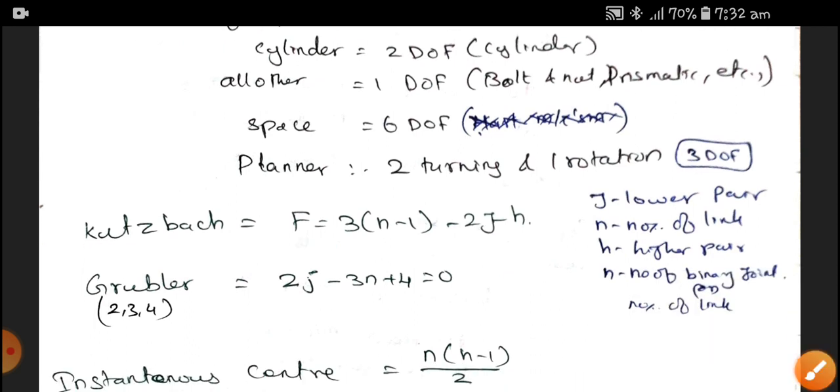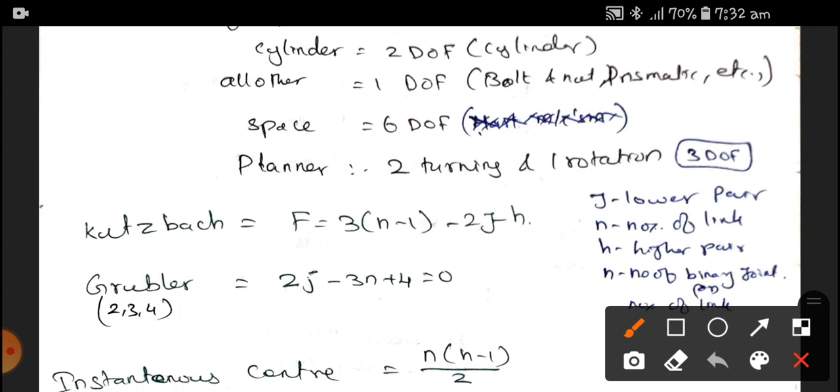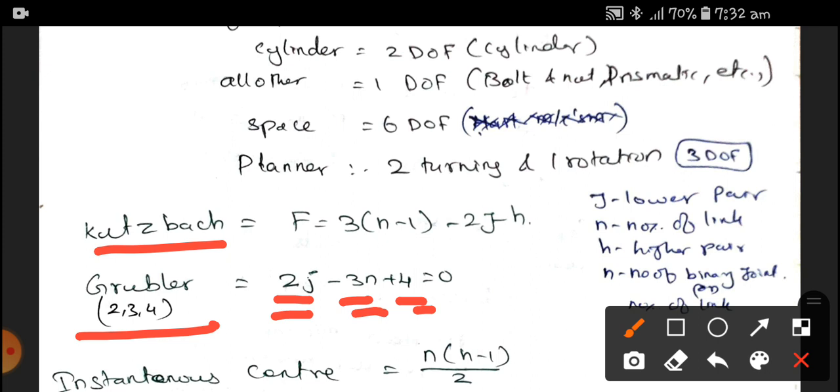So Kutzbach considers both the higher pairs and lower pairs available in the mechanism. Next one is the Grubler criterion. Grubler criterion will not consider the higher pair. This is the difference between Kutzbach and Grubler criterion. The Grubler criterion is 2j minus 3n plus 4 equal to 0. We can easily remember Grubler as 2, 3, 4: one positive, one minus, one positive, and the other is 0.